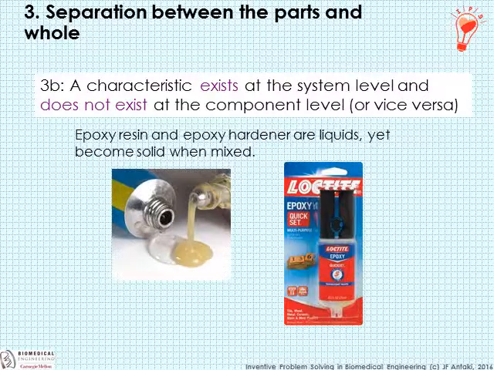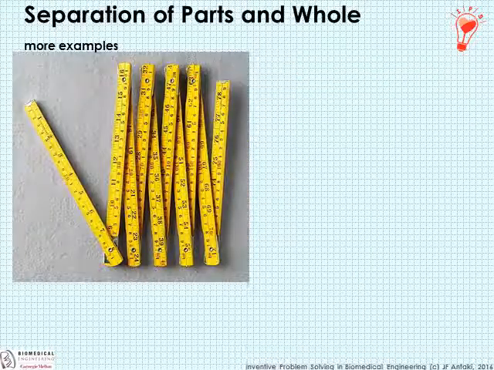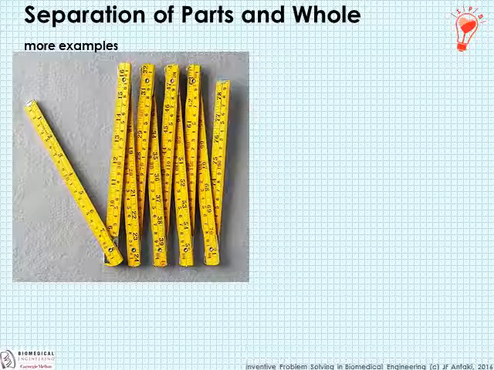Separation between parts and the whole. Having now seen the bicycle chain example, you'll recognize this as another illustration of separation of parts and the whole. This is a carpenter's ruler that carpenters love because it's stiff on the one hand and yet flexible so as to easily fit in the pocket or fit into a toolbox.